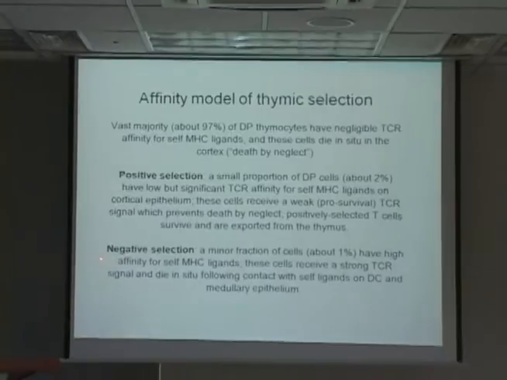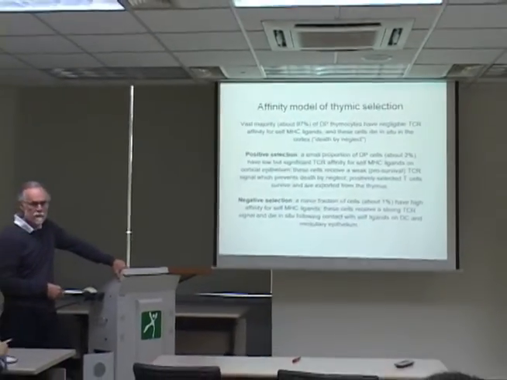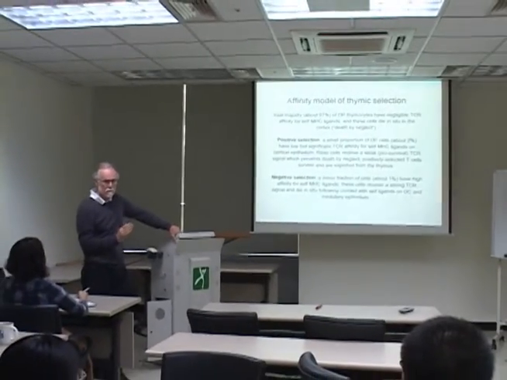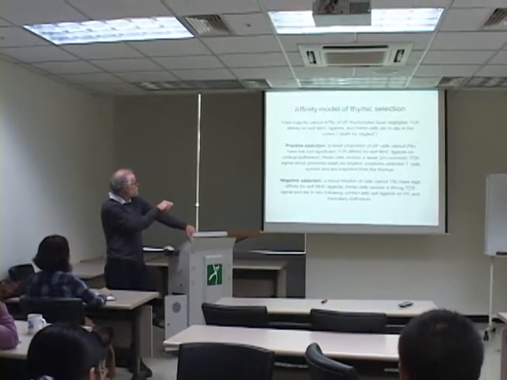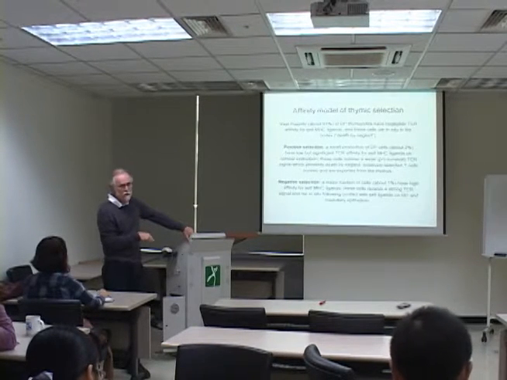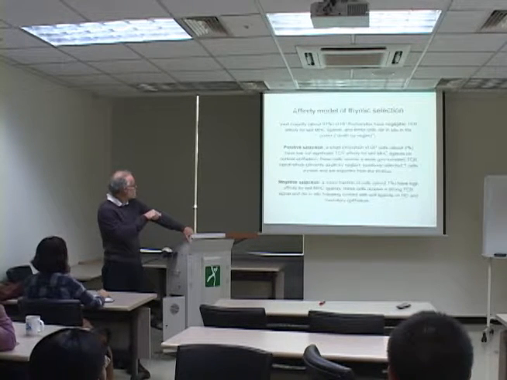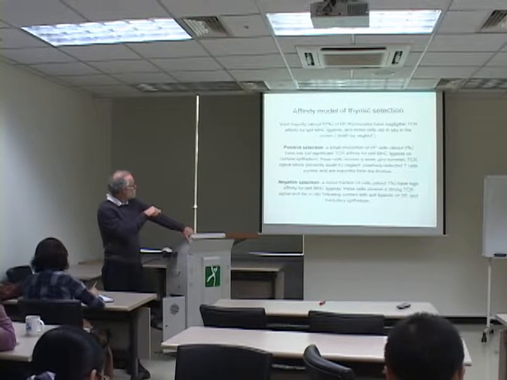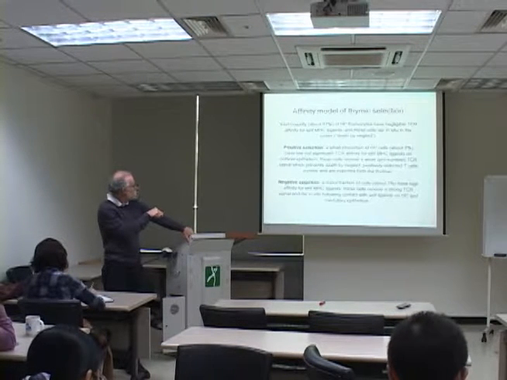So all cells that have high reactivity for whatever self-antigens are expressed in the thymus are killed because of strong signaling. So this is the so-called affinity model of thymic selection. Now, I should mention that there are some cells that have intermediate affinity between the affinity required for positive selection and negative selection, in between.